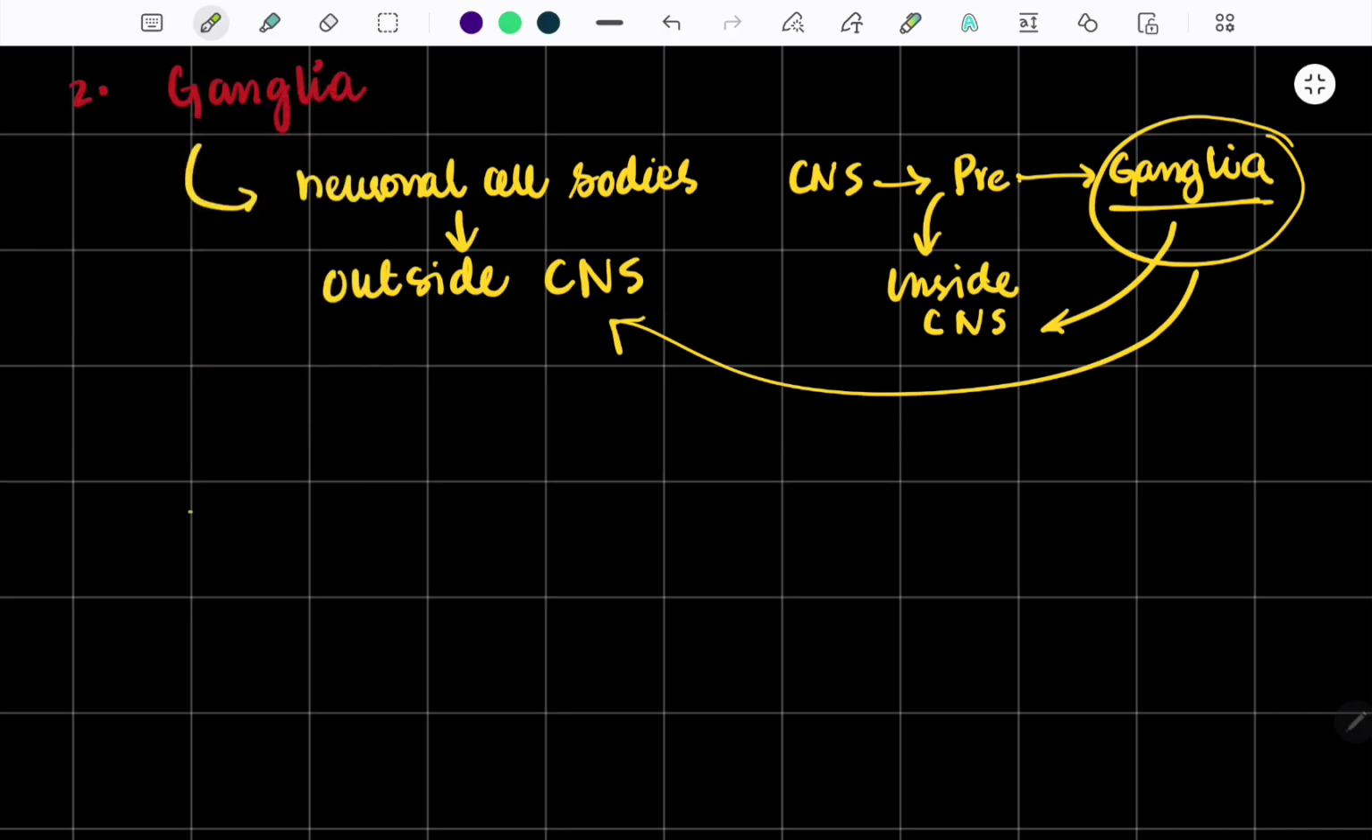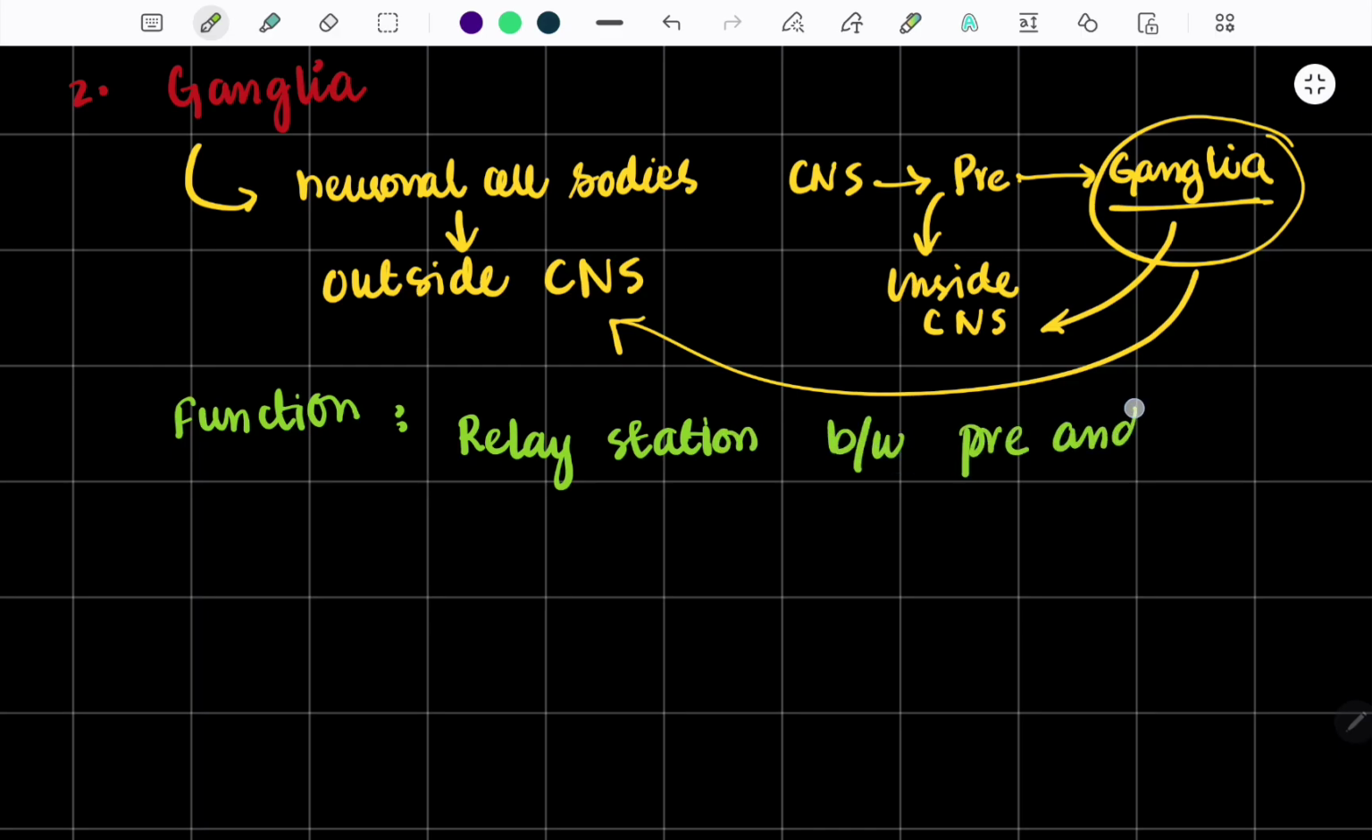So now, what is the function of ganglia? Now basically the ganglia is the relay station between two types of neurons, pre and post-ganglionic neurons, right?